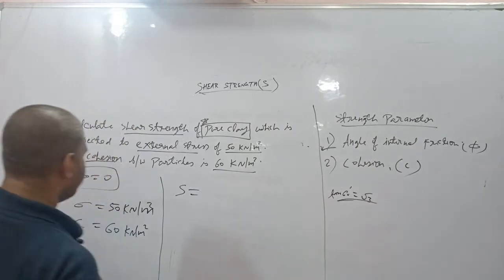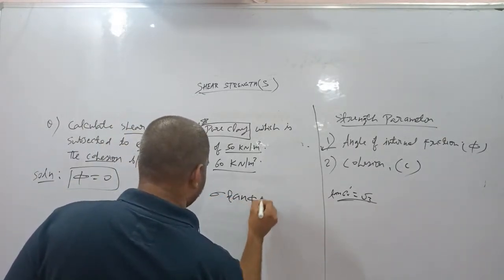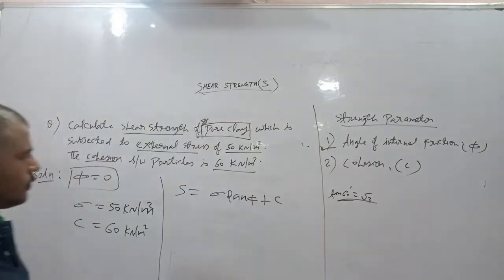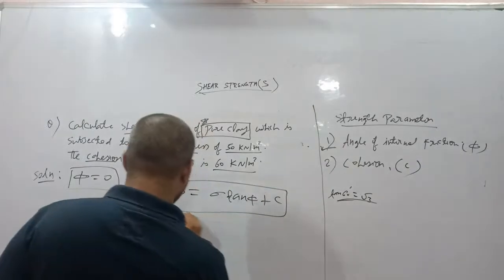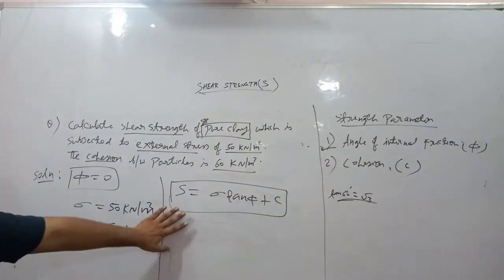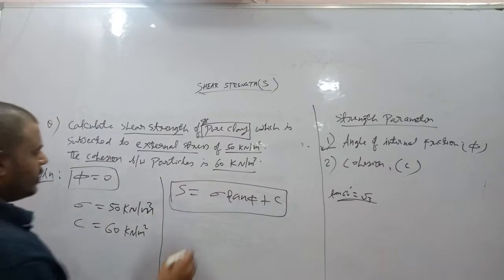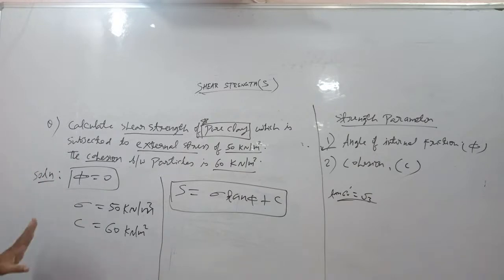The formula is sigma tan phi plus c. This is the actual shear strength formula which we use. Okay. Now let's see, there is a difference. There will be a slight change in this question. It is a purely clayey soil. Okay. So for this soil we know that the phi value is equal to 0.